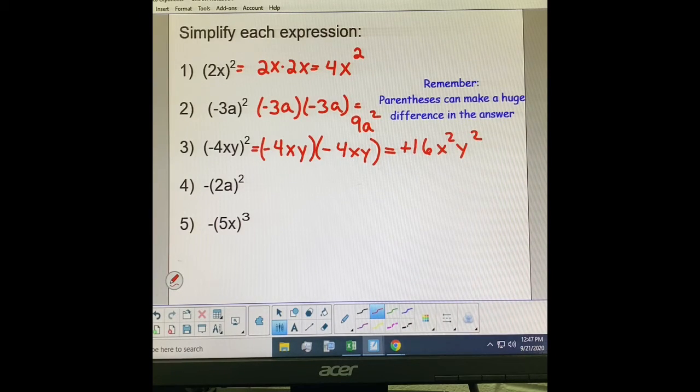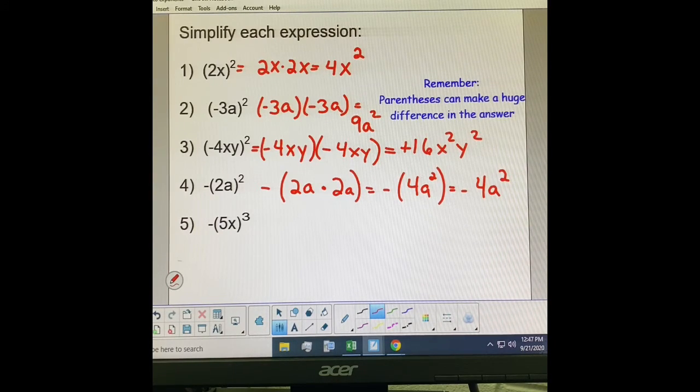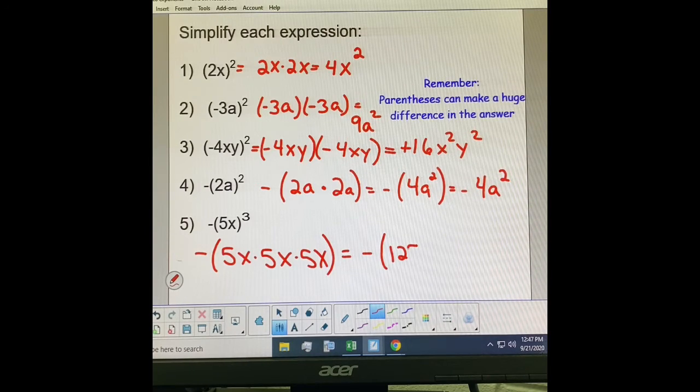Here, the negative is outside the parenthesis, so you do 2a times 2a first. You get 4a squared, and then you negate that answer. Same with question 5. First, you cube the 5x. You do 5x times 5x times 5x. You get 125x cubed, and that is negative.